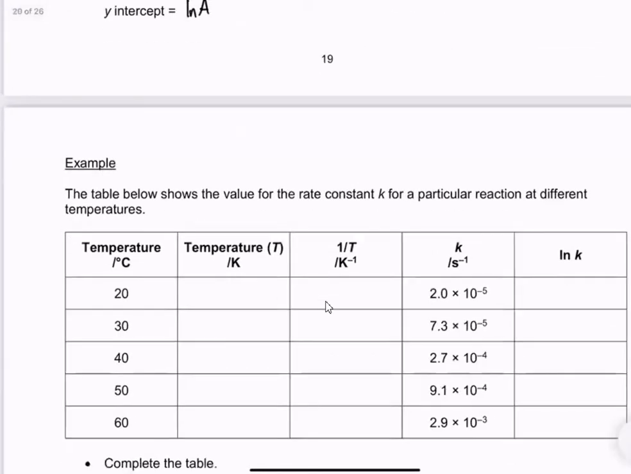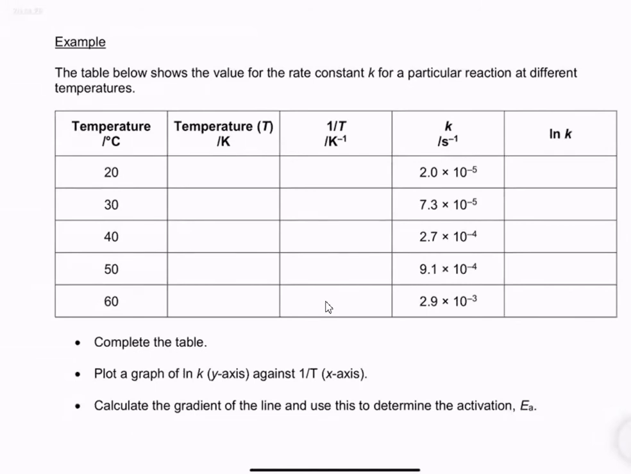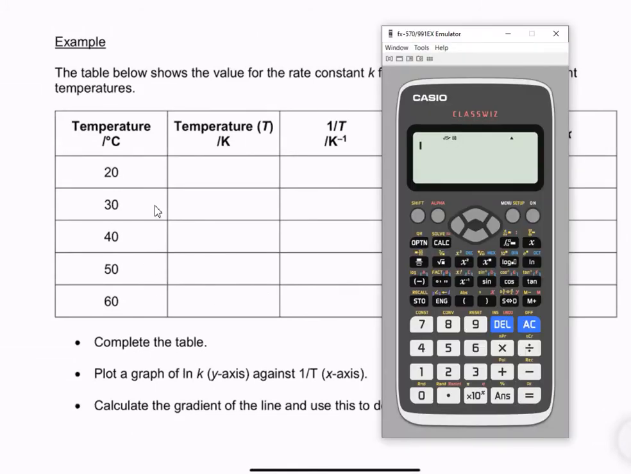So what I want you to do now is pause the video and try to fill in this table. For each temperature in Kelvin, we're just going to take 273 and add our degree C temperature to it, like that, and fill in this first column. So go ahead and do that.